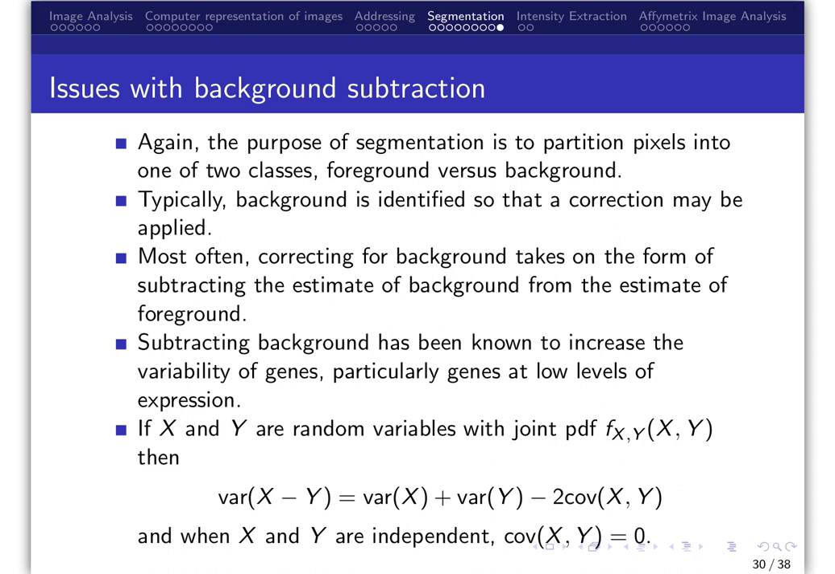Some issues with background subtraction is that it has been noted to increase the variability of genes, especially those with low expression levels. Notice if we let X represent foreground intensities and Y represent background intensities, from statistical theory, the variance of X minus Y is the variance of X plus the variance of Y minus 2 times the covariance of X and Y. However, if X and Y are independent, the covariance is 0, so clearly the variance associated with subtracting background from foreground would be expected to yield more variability.